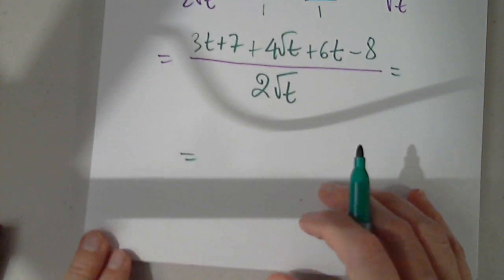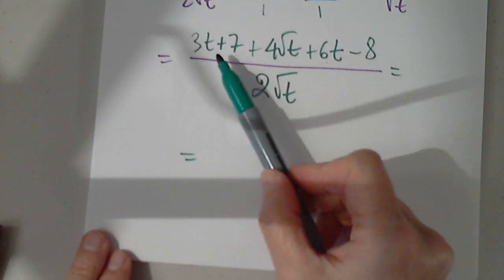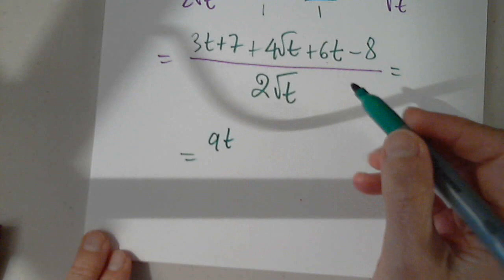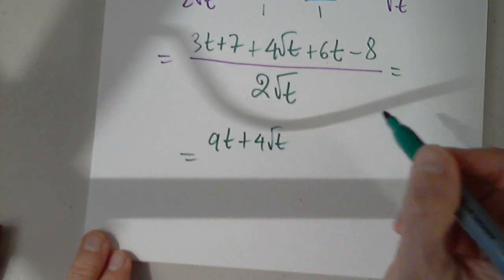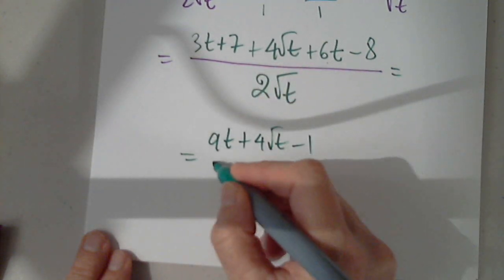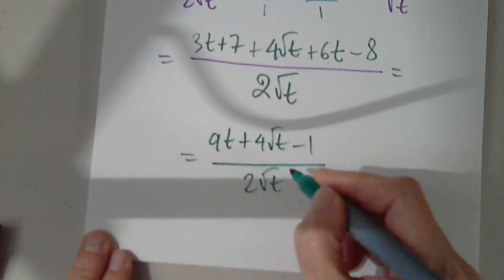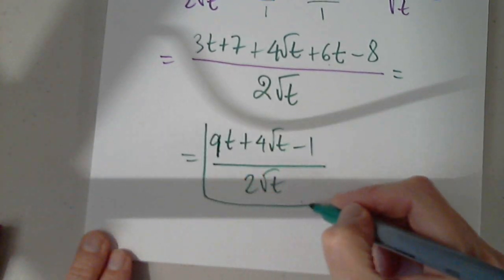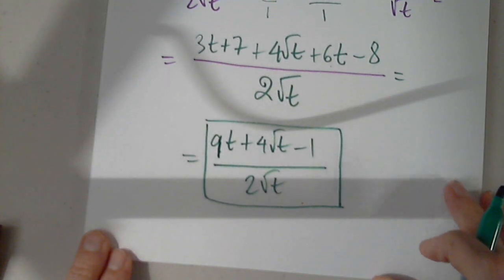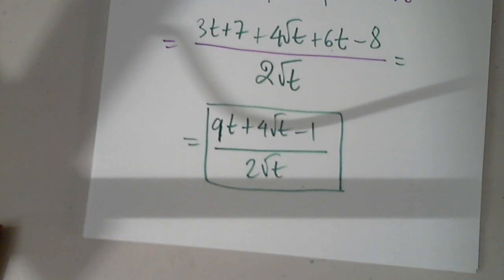Okay, finally, 6t plus 3t, 9t, plus 4 the square root of t, and minus 1, and over 2 the square root of t. It was an interesting problem. I agree. Any questions?